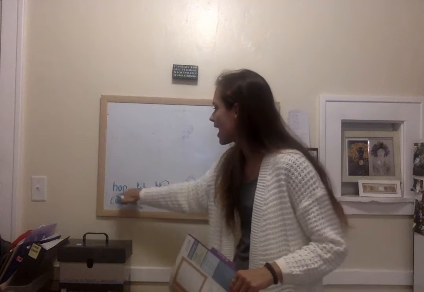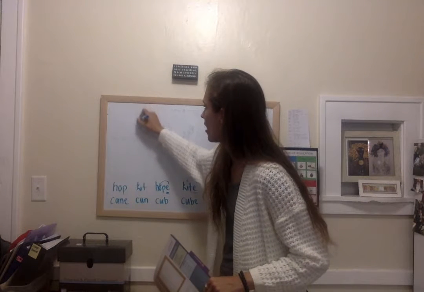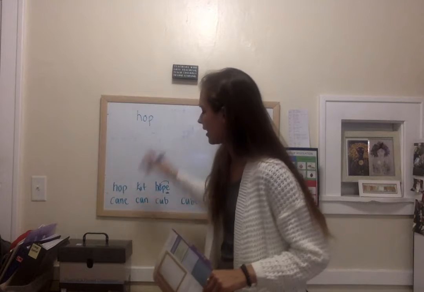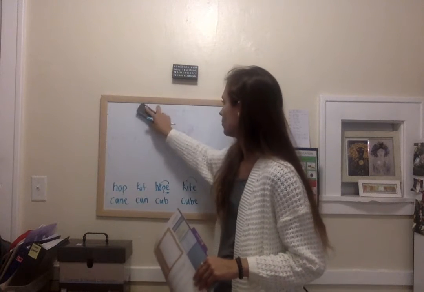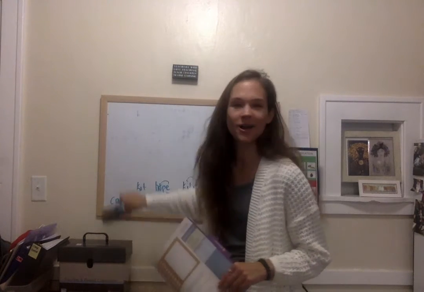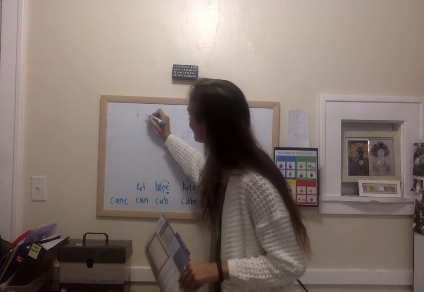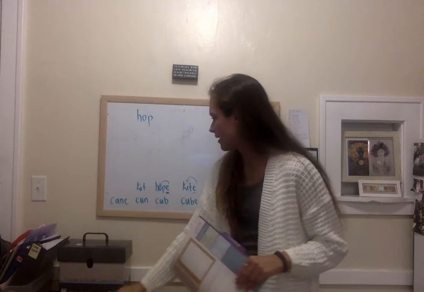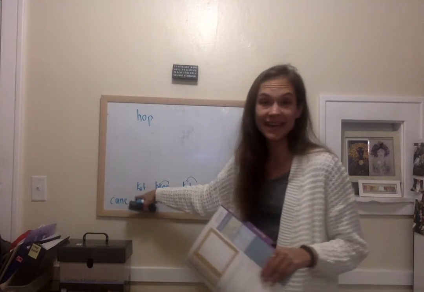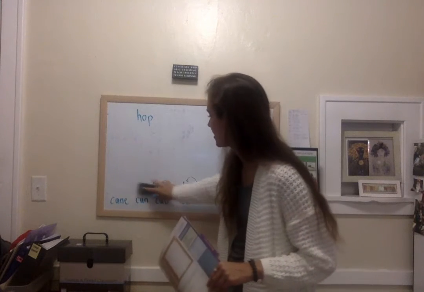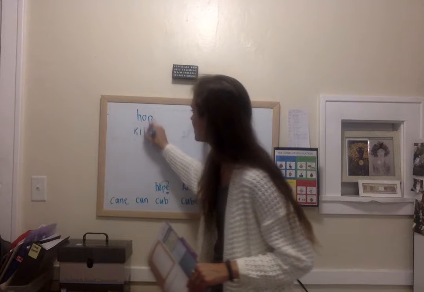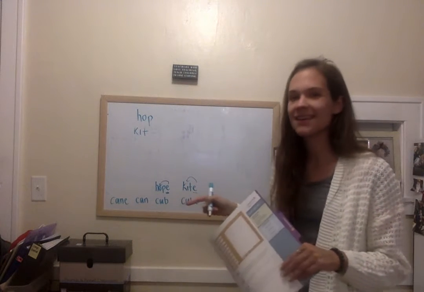So we have this word hop. That's a short O. Hop. Oops, I erased the wrong hop. Okay, so we have hop here. And we have this word kit. Kit. That's a short I.